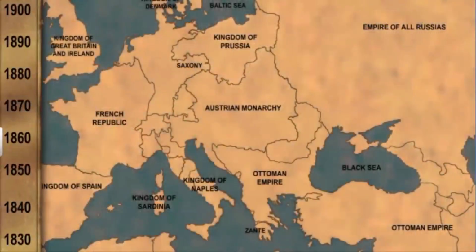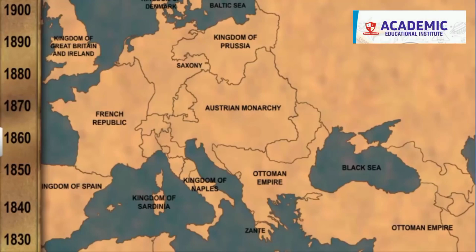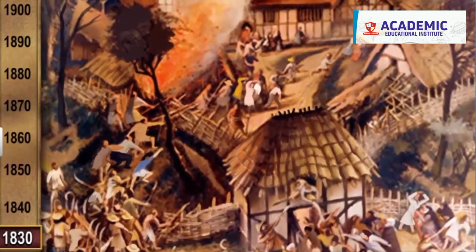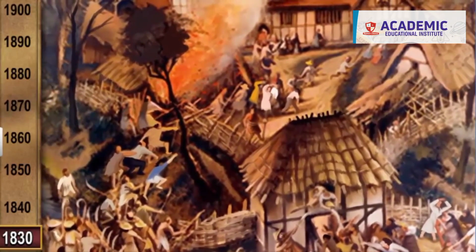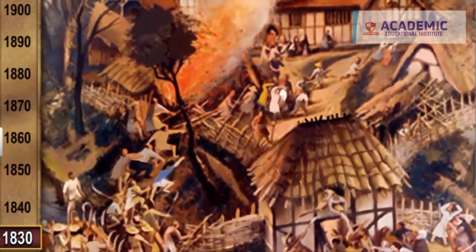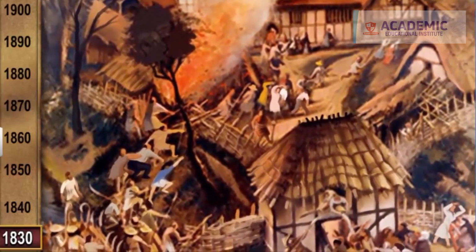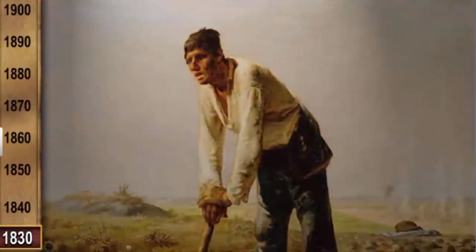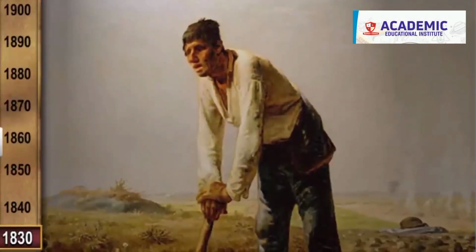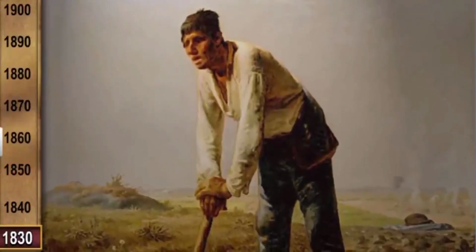Let us take a look at the social condition of Europe. The years after 1830 were marked by a lot of anarchy and chaos. During this time, Europe witnessed the worst period ever of hunger and hardship. Bad harvest and a rise in food prices added to people's woes.